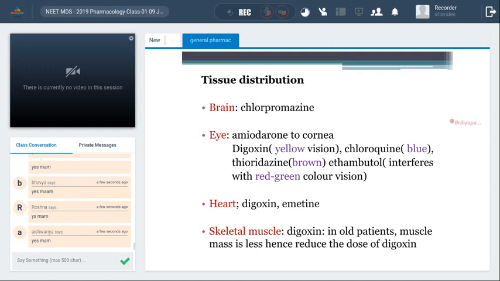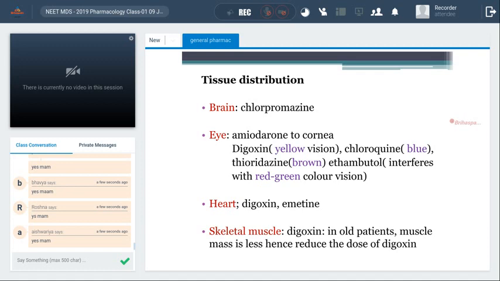And then digoxin. Digoxin is a drug which is used for CHF, which is an alkaloid. It can produce yellow vision. And you have chloroquine, which can produce blue vision. All this is disturbed vision. Please go through this properly because this is an MCQ.